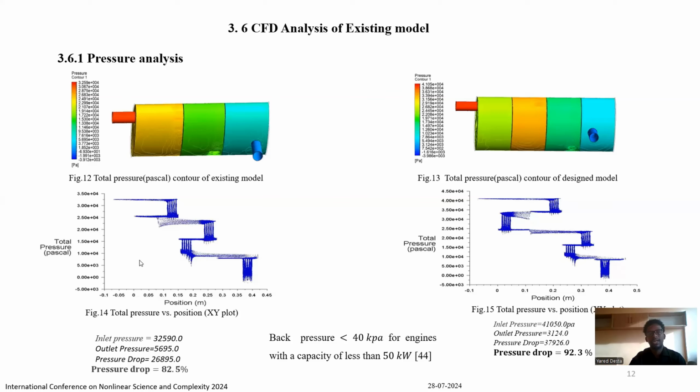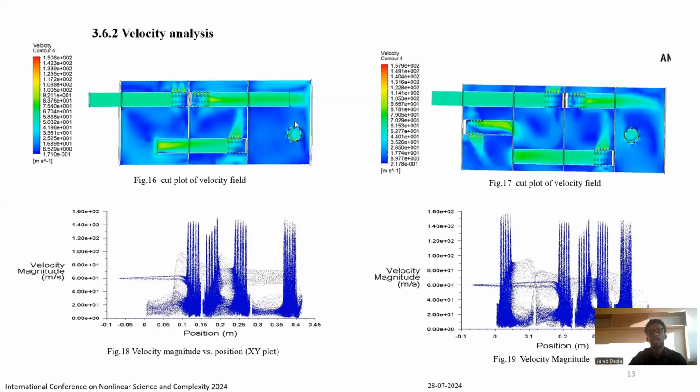If we take the difference to calculate the pressure drop, since we have the inlet pressure and the outlet pressure, taking the difference and dividing by the inlet pressure, we have an 82.5% pressure drop in the existing muffler, whereas in the design muffler, we have a 92.3% pressure drop. So moving on to the velocity analysis, this one is the existing, and on the right side is the design muffler.